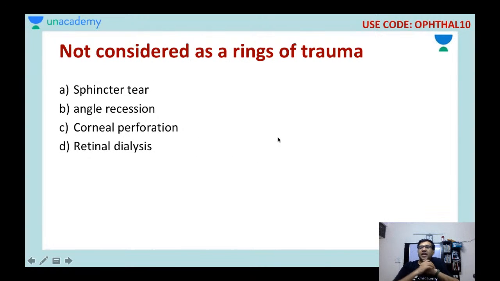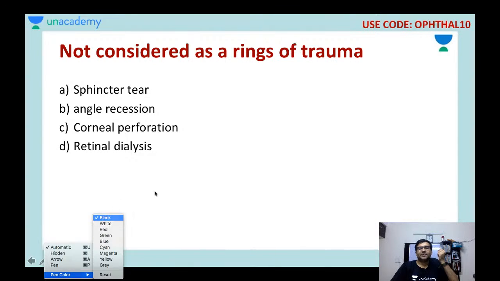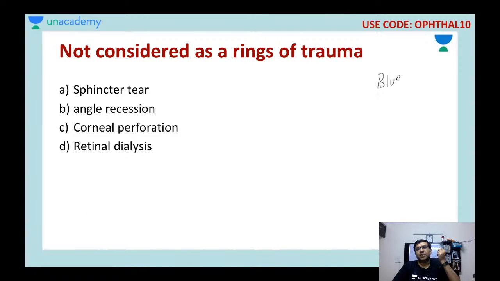Okay, then we have the next question: not considered as the rings of trauma. So what is the meaning of rings of trauma? Rings of trauma means those are the obvious signs of blunt trauma. Your options are sphincter tear, angle recession, corneal perforation or retinal dialysis. From the options itself we can understand that corneal perforation is not a sign of blunt trauma, it is a sign of perforating trauma. So the answer here is C.